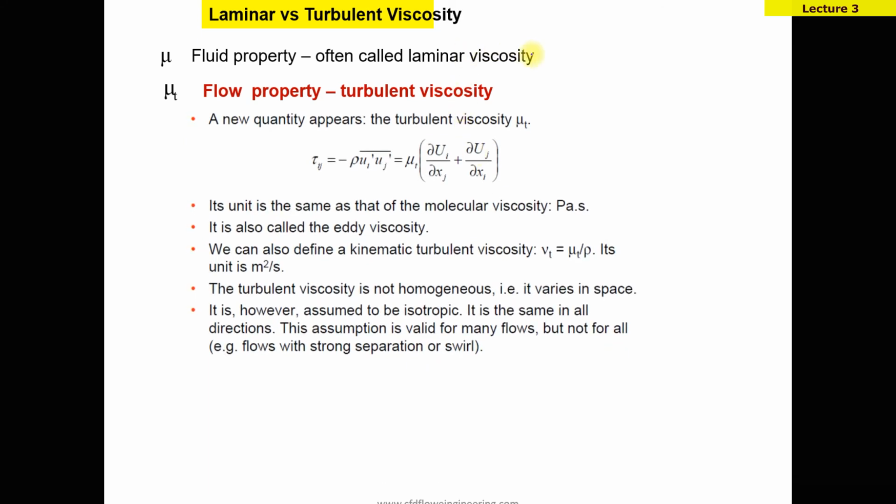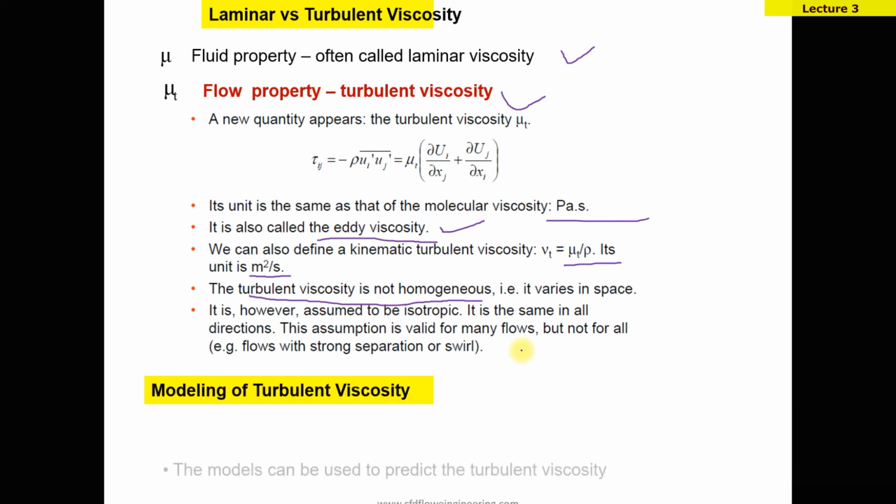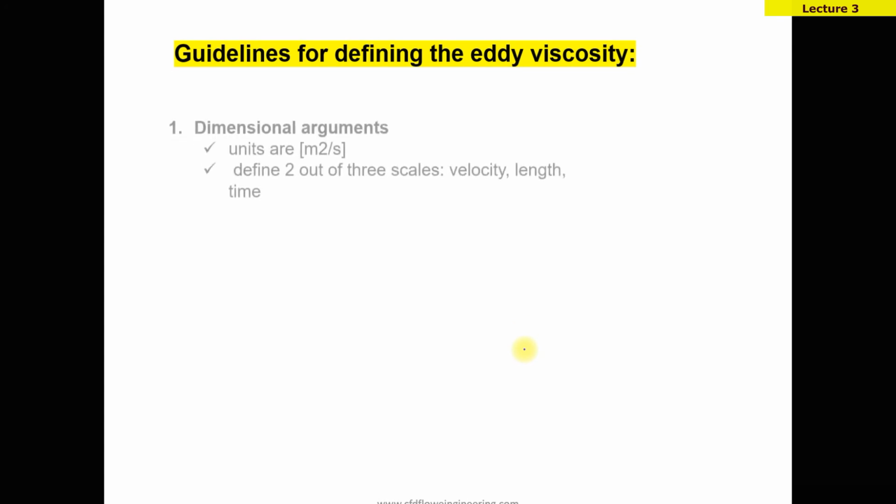Similar to laminar viscosity, turbulent viscosity is a flow property. It is not a fluid property. Turbulent viscosity divided by density becomes a kinematic viscosity with unit meter squared per second. If dynamic viscosity has the unit Pascal second, similarly the turbulent eddy viscosity unit is the same. Please note this viscosity. This turbulent viscosity can be homogeneous or non-homogeneous depending on the flow, and we are going to find it out.